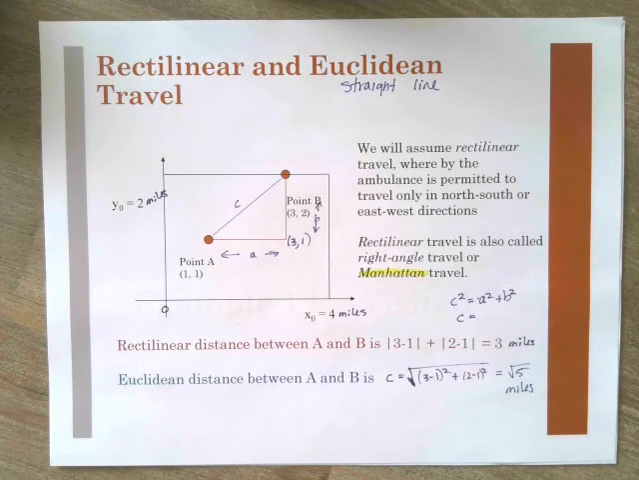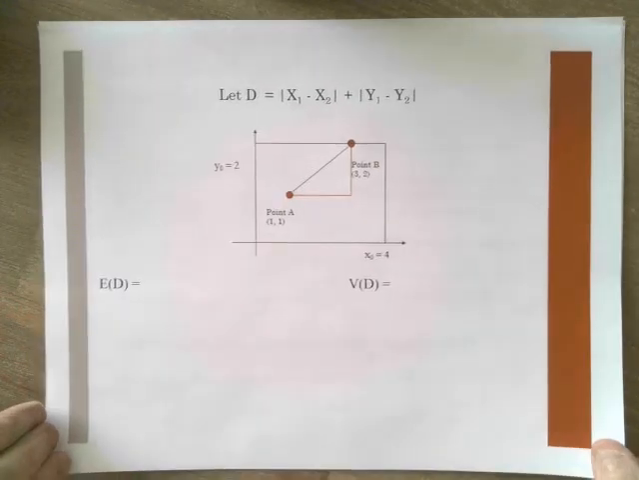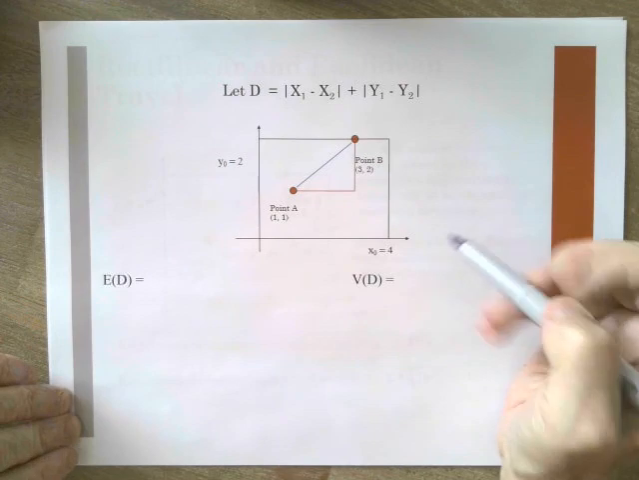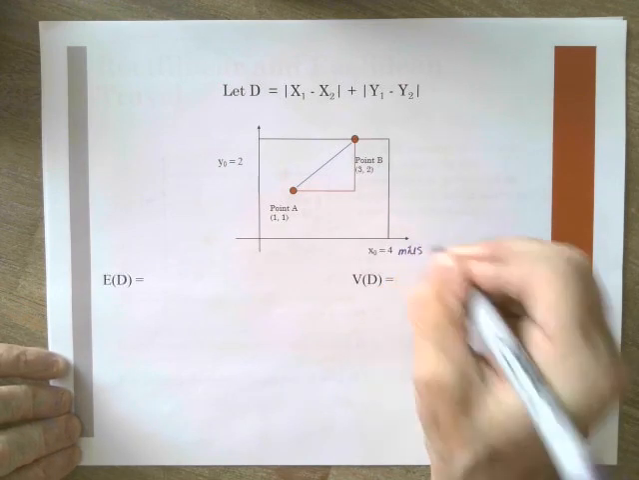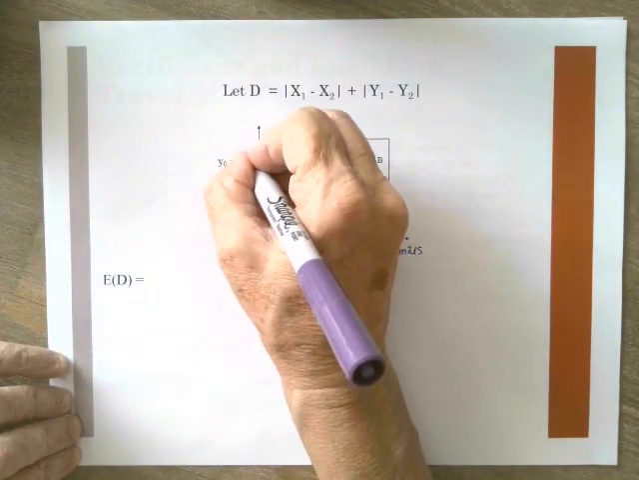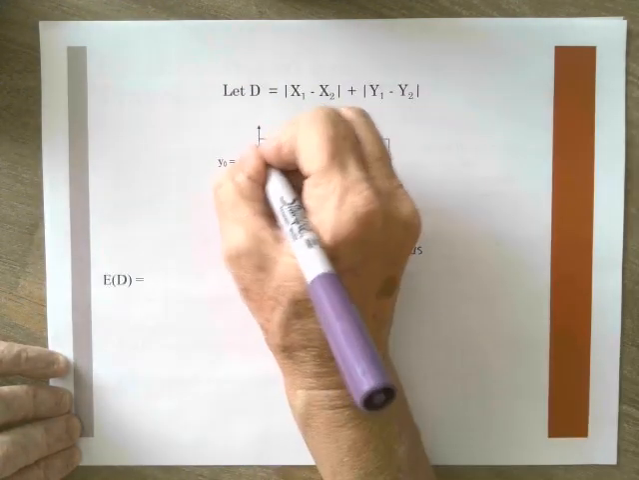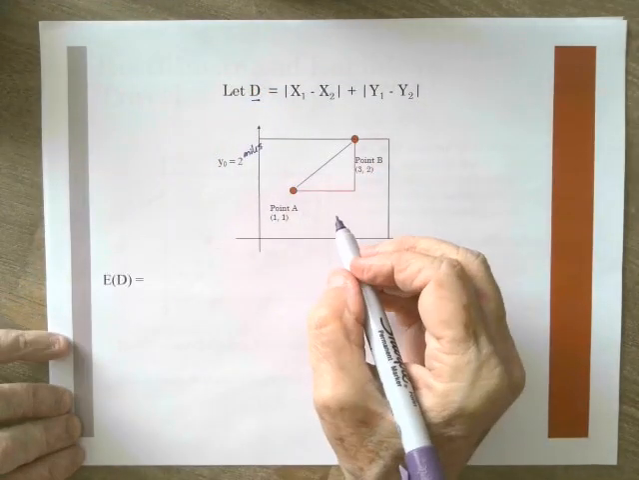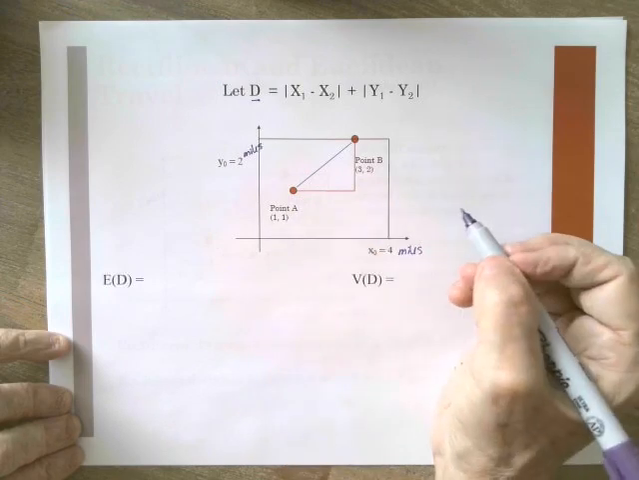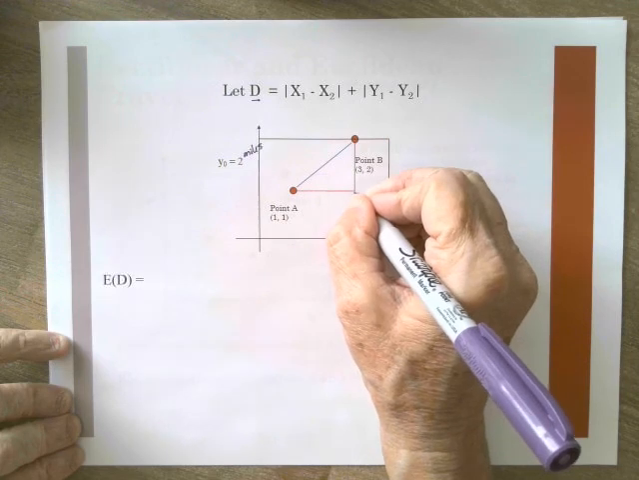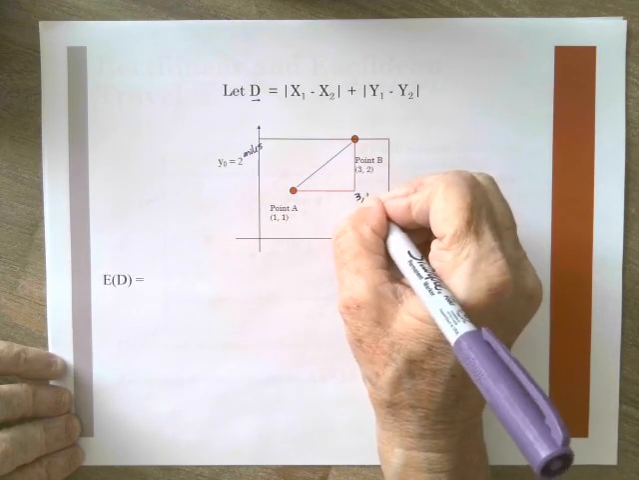Some values here. If they are independent, so on the next slide, I'm going to let the distance between these 2 points, now in this community that is 4 miles in width by 2 miles in height, be D. D is just going to be the absolute distance between x1 and x2. So remember, this is point A and this is point B.